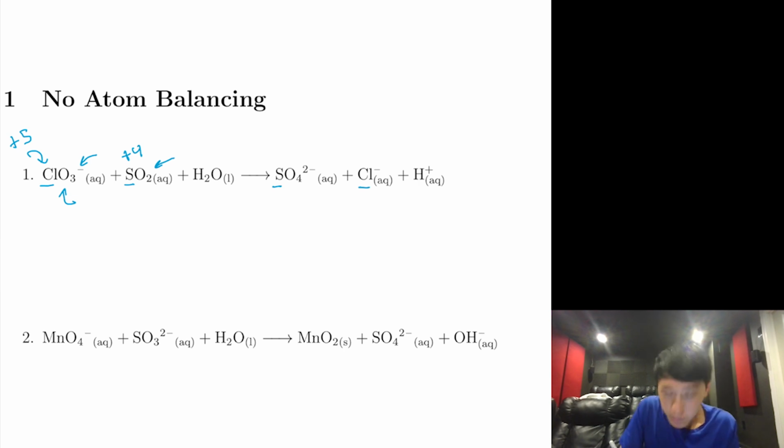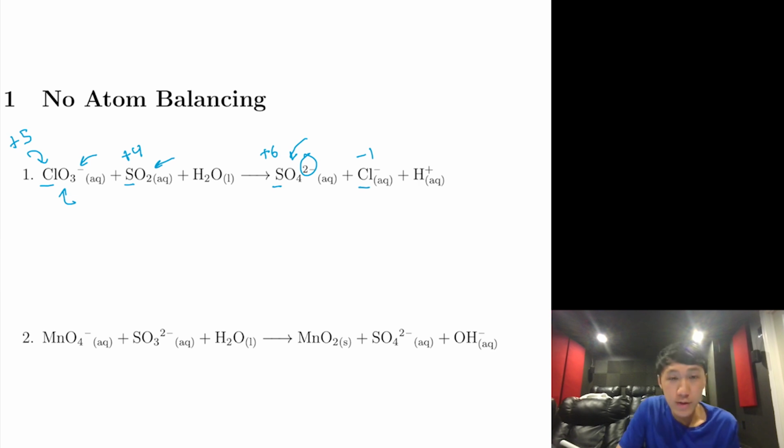And then on the other side, we're going to do the same thing. So here, this species overall is 2-, and each of these oxygens contributes -2. That means this sulfur must be +6. And here, this chlorine is obviously -1 because it's by itself and it's an anion. And again, we're going to ignore H2O, H+, or OH-.